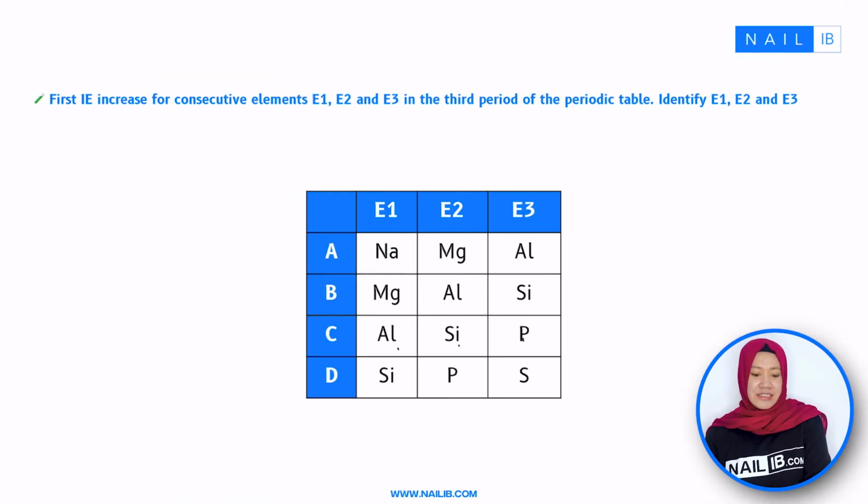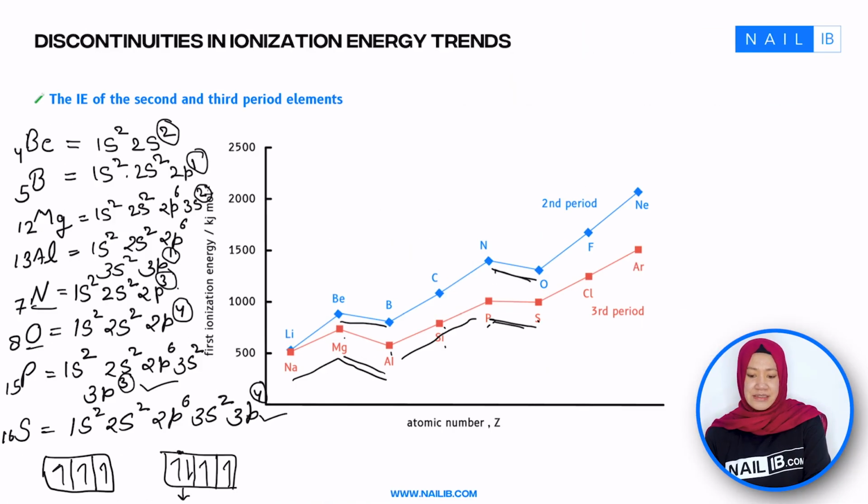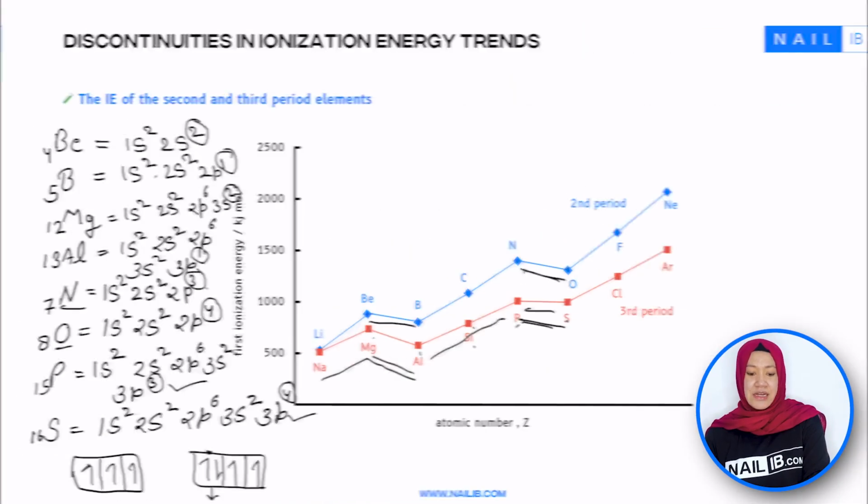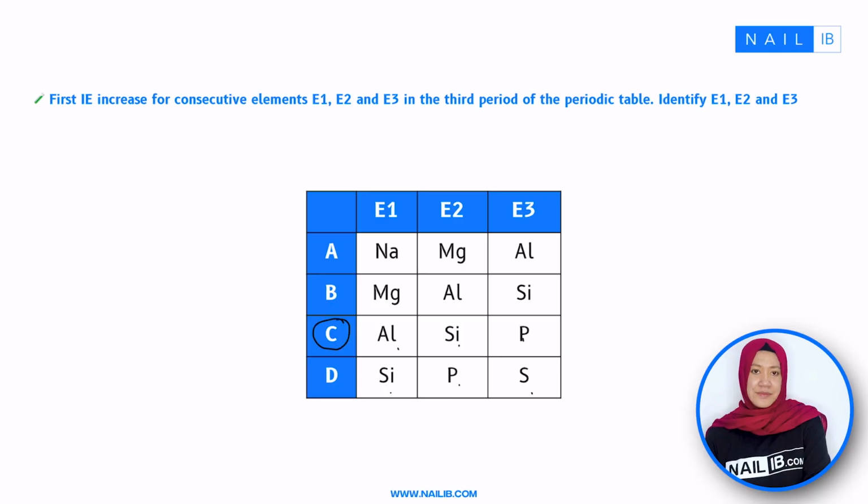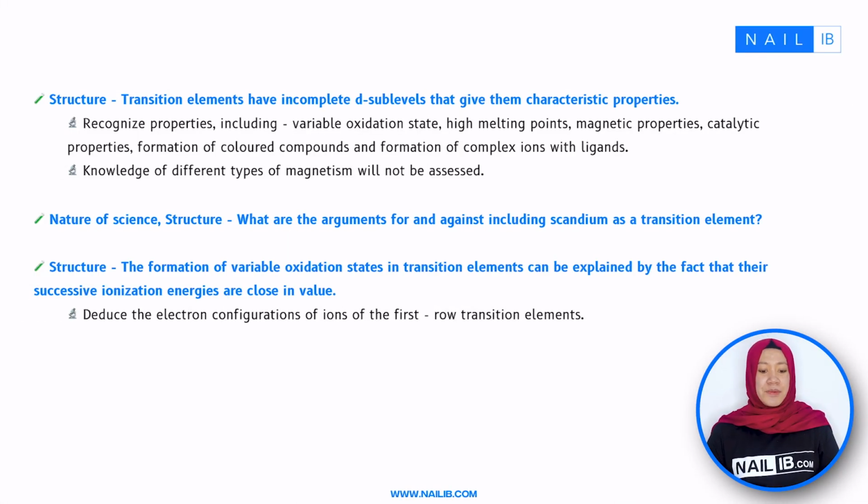But let's check D. Si, P, and S experience discontinuities. So the answer is C. Next, the properties of transition elements like variable oxidation state, high melting points, magnetic properties, catalytic properties, formation of colored compounds, and formation of complex ions with ligands.